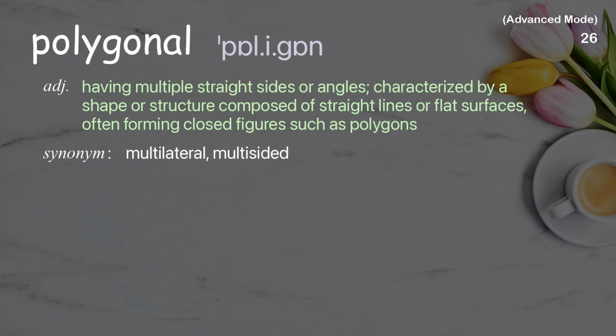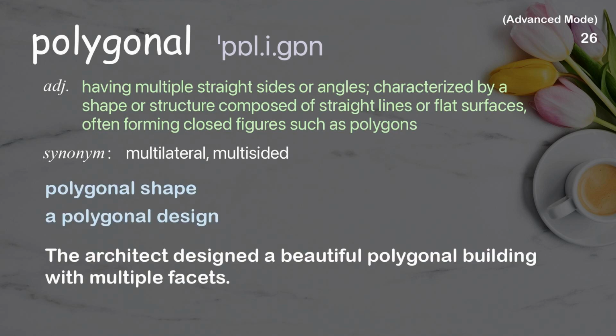Polygonal. Having multiple straight sides or angles, characterized by a shape or structure composed of straight lines or flat surfaces, often forming closed figures such as polygons. Examples: Polygonal shape. A polygonal design. The architect designed a beautiful polygonal building with multiple facets.